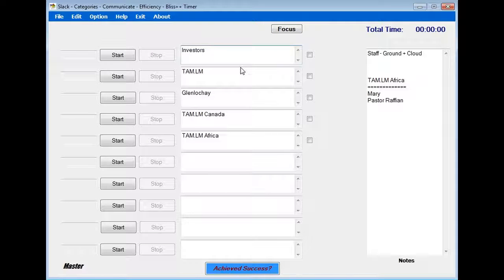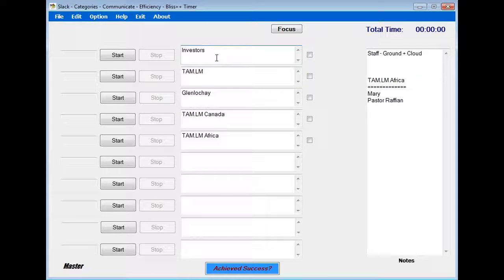Remember, the investors get a red carpet edition of Bliss Plus Plus Timer, and this software will be re-released to the public at some point, but we want to make use of our software before we do that.